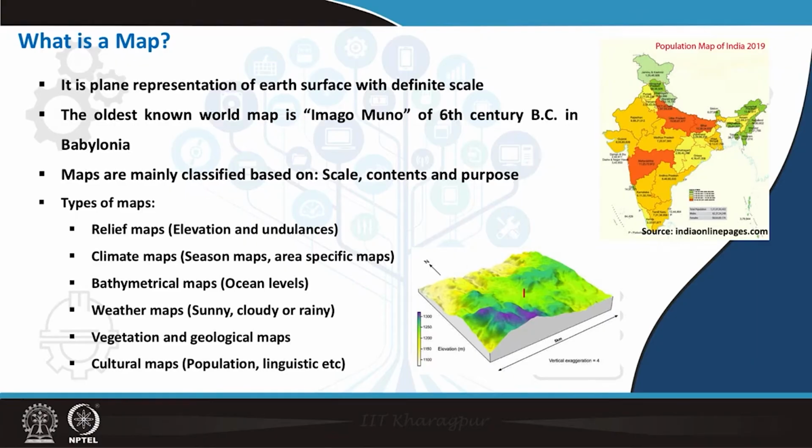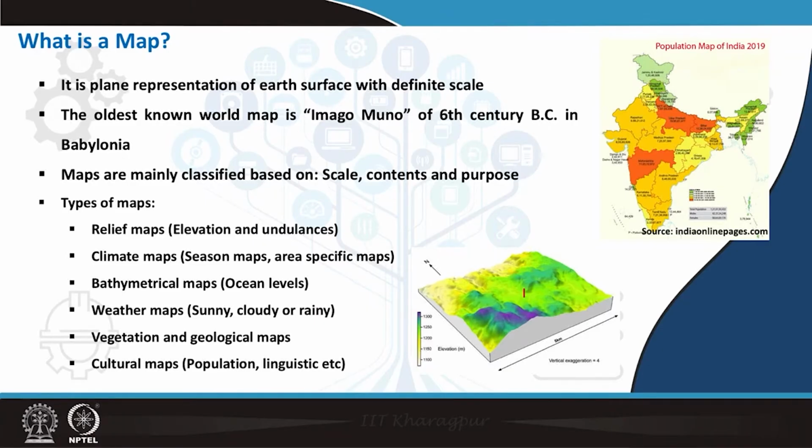Maps are mainly classified based on scale, contents and purpose. Scale defines it; different scales of maps are there for different applications. Then you have contents in a map. For specific applications you need specific contents, and purposes. Different purpose, different maps are used. For example, relief maps are in terms of elevation and undulations in that particular region. Then you have climatic maps, based on season and area, which are very specific, and bathymetric maps for ocean levels.